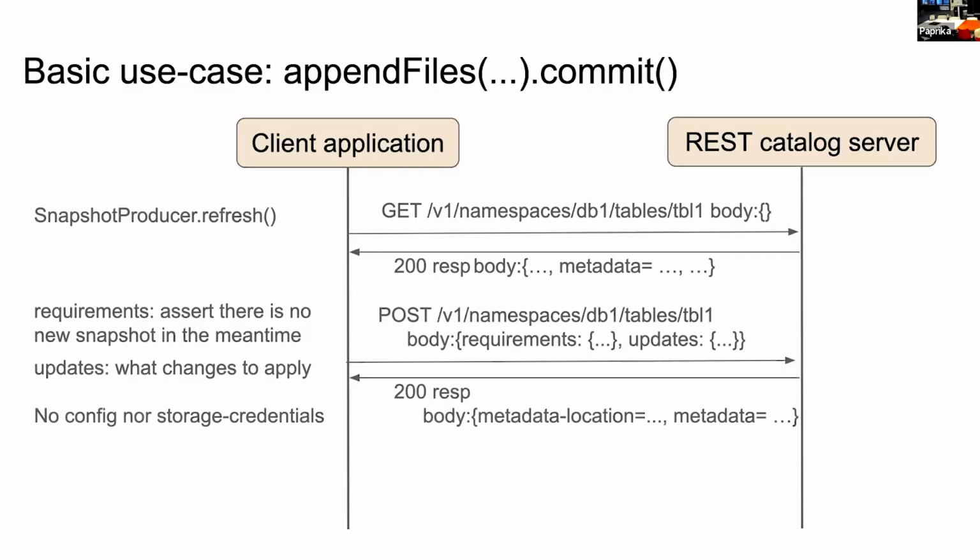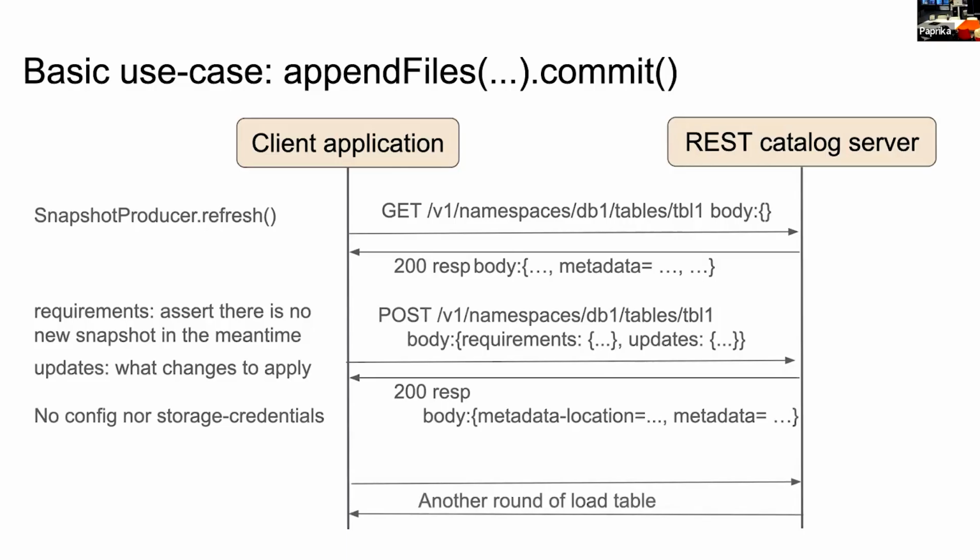When it succeeds, it sends back a message that is very, very similar to the load table response. It has the metadata location and the metadata. It doesn't have a config or storage credentials field. So this is something that you only get through a load table. And when I was making this experiment, I was very surprised that there is another round of load table requests on top of this because of answering some listeners and metrics reporters about the table. But this is under investigation whether this is needed or not.